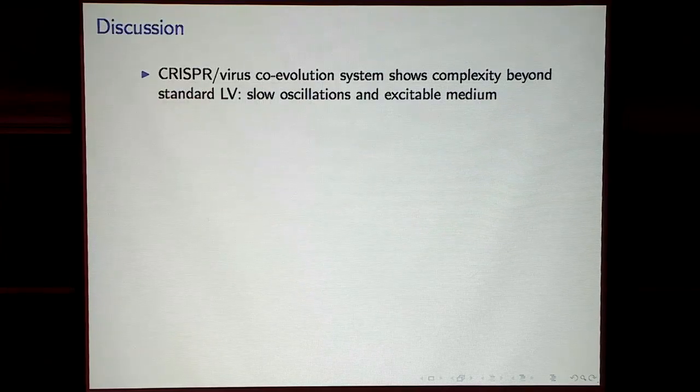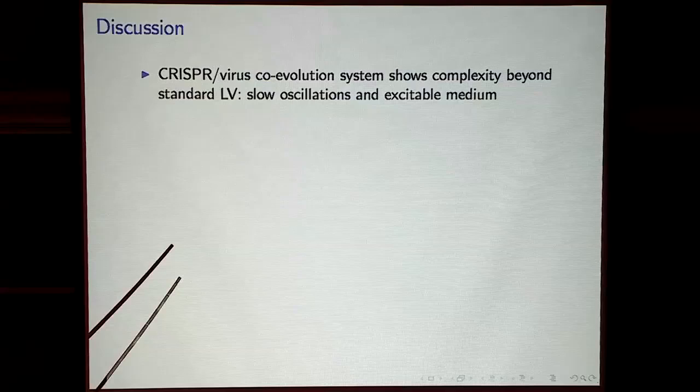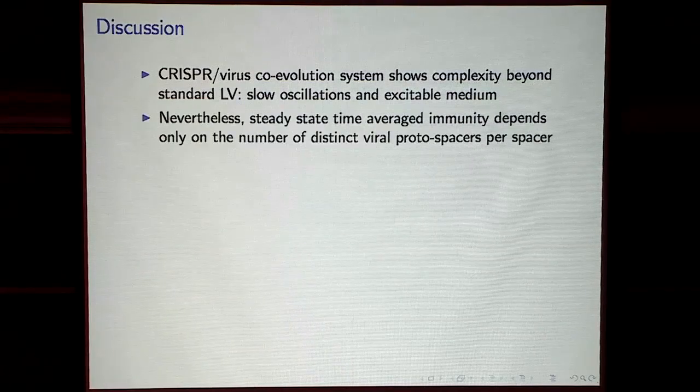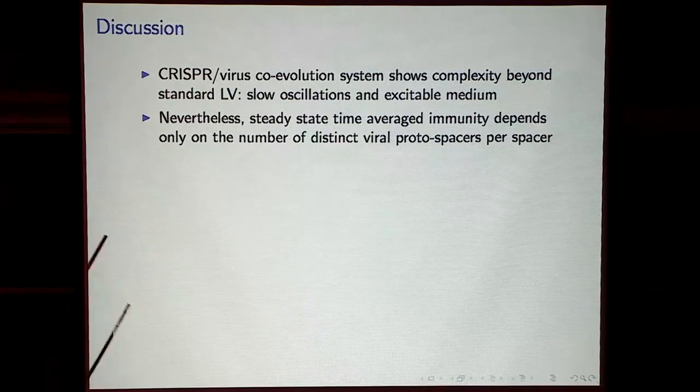Let me just first state what the model does. It shows complexity way beyond the standard Lotka-Volterra, like the slow oscillations and excitable medium, which perhaps could be observable in some experimental systems of virus-host coevolution. The steady state, nevertheless, is very simple. If you average the immunity over time, it only depends on the number of spacers in the CRISPR locus and the number of protospacers in the viral population, both of which we could start to address by experimental means.